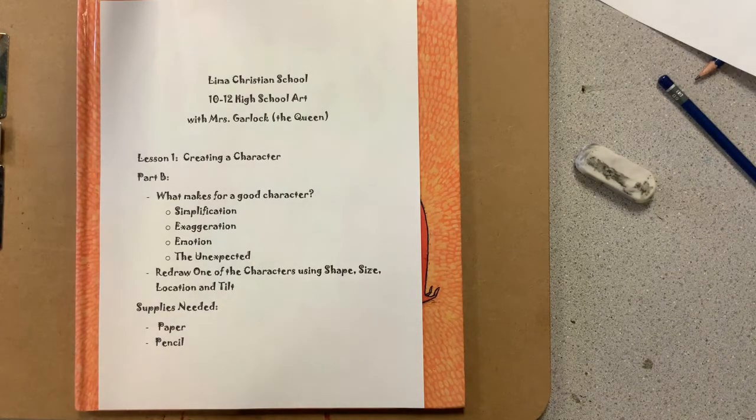So we're creating a character. Last time you should have watched, and I did a little reading of a story called Germs by Ross Collins. Today we're going to look at the characters that he's made, and we're going to discuss what makes for a good character. And then if we have time, we are going to redraw one of his characters using shape, size, location, and tilt, the things that you guys already know all about.